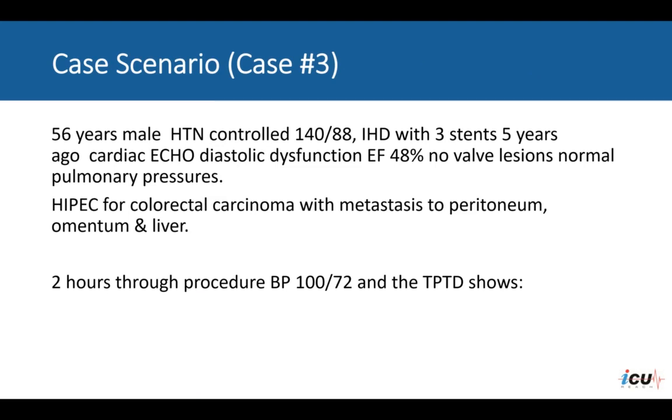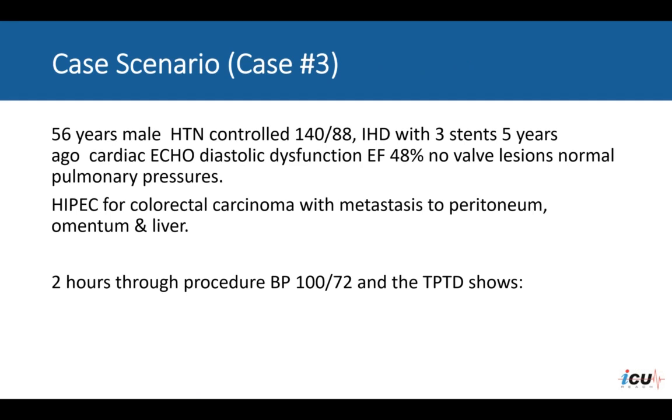We have a 56-year-old male, with a history of hypertension but controlled, and ischemic heart disease with 3 stents 5 years ago. Cardiac echo showed diastolic dysfunction. Ejection fraction is 48%. No valvular lesions. Normal pulmonary pressures. HIPEC for colorectal carcinoma with metastasis to the peritoneum, omentum, and liver. Of course, the patient is going to be undergoing the procedure for long hours.